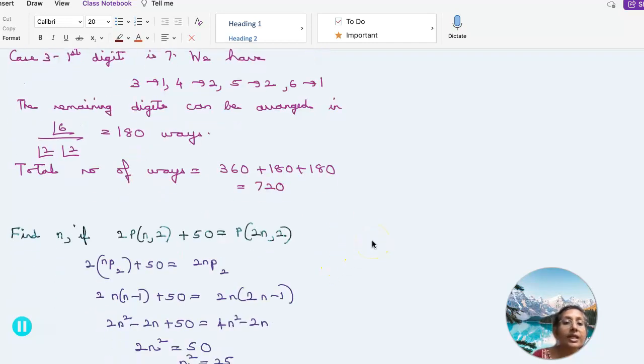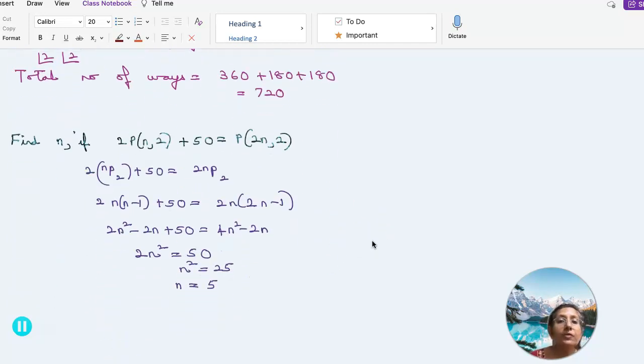Now find n if 2 times nP2 plus 50 is equal to 2nP2. That is, 2 times nP2 plus 50 equal to 2nP2. nP2 is n into n minus 1, so we have 2n into n minus 1 plus 50. 2nP2 is 2n into 2n minus 1. So we get 2n squared minus 2n plus 50 is 4n squared minus 2n. Simplifying, you get n is 5.